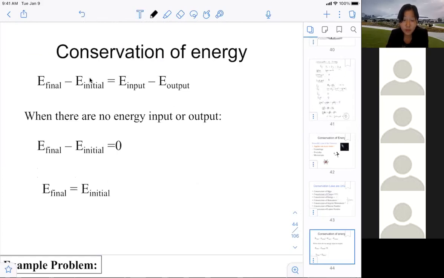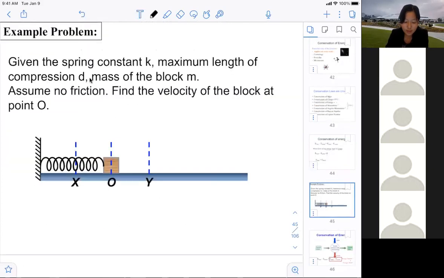So far, the problems we have been solving have no inputs or outputs. So the equation becomes simple. The right-hand side is zero, okay? Let's do another example problem real quick. It's also a conservation of energy problem without any energy inputs, but it involves the elastic spring. We haven't done the other form of potential energy yet, so let's do this one.